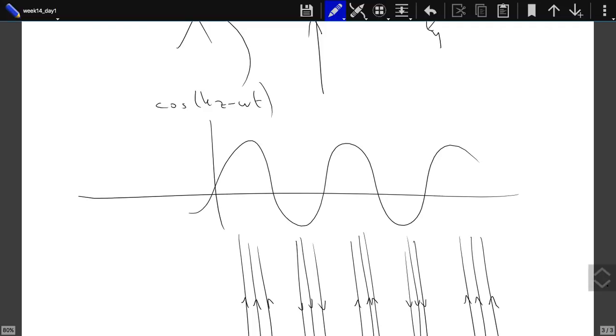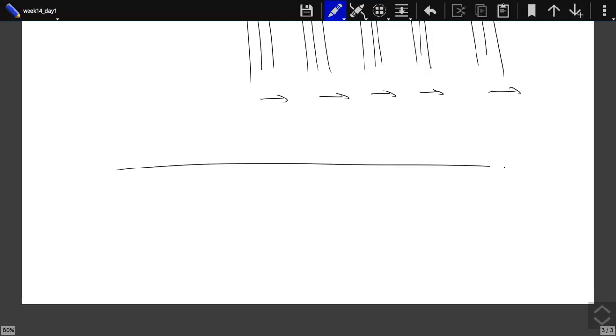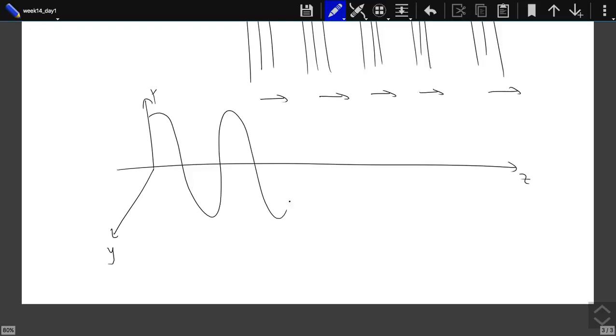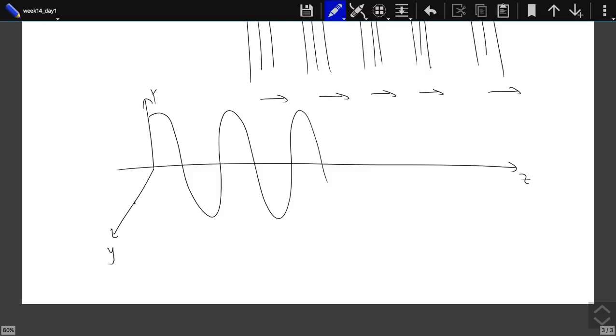This is the Z axis. Well, the vertical line is this function only. This is x. Let me just plot the electric and magnetic fields together. Exactly. So this is x, this is y. In the x direction, I have the electric field, and in the y direction, I have the magnetic field.